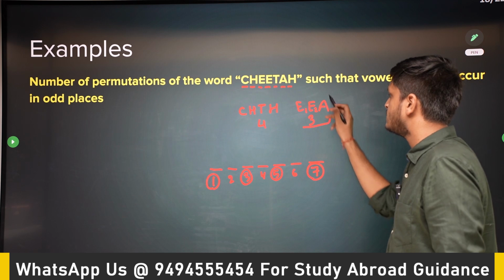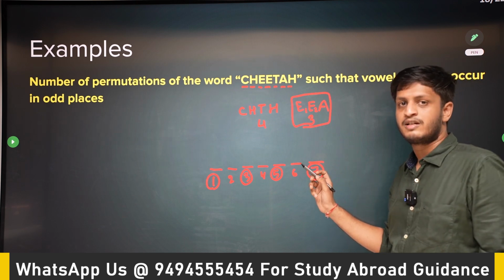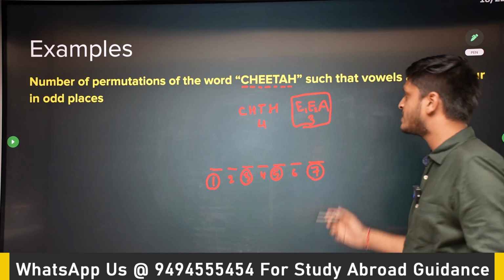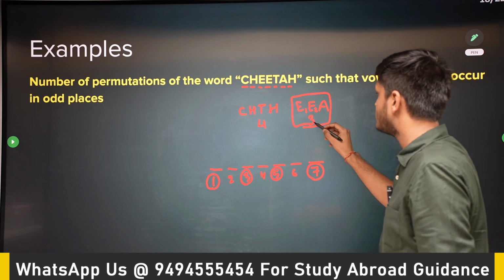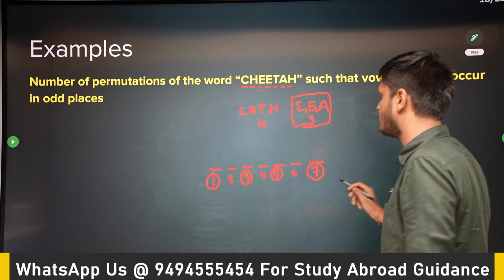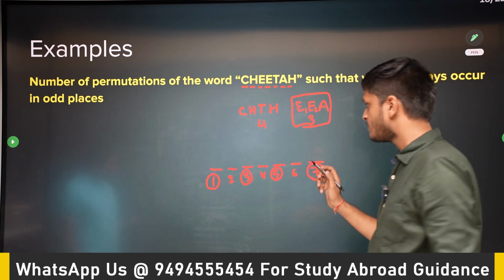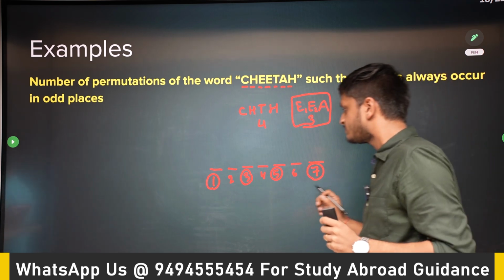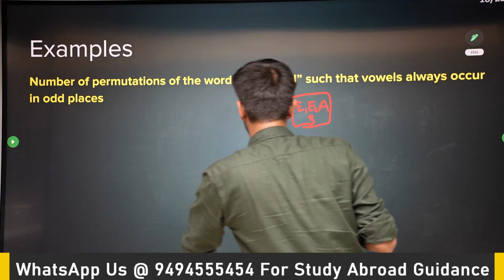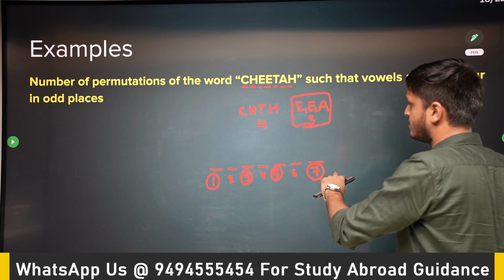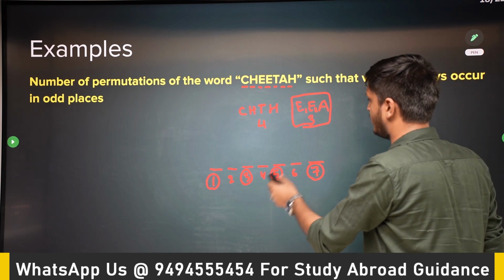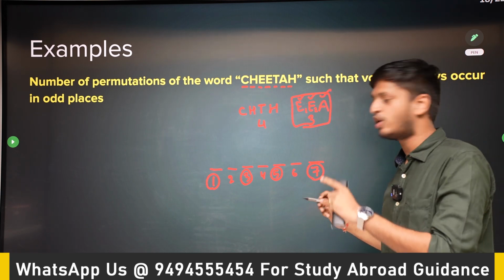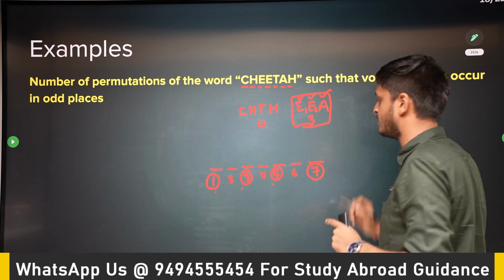Now these 3 vowels, E1, E2 and A, have to come in the odd places 1, 3, 5 and 7. So basically, what is the problem? You have to arrange these 3 letters in these 4 places, and the remaining four letters can go anywhere. It's like allocating: for these three letters, E1, E2 and A, you have to allot a number between 1, 3, 5 and 7.